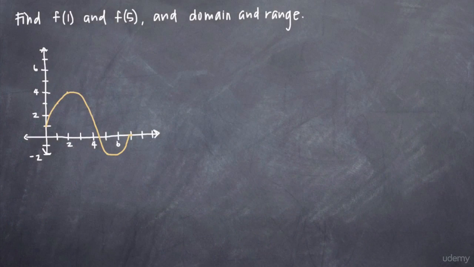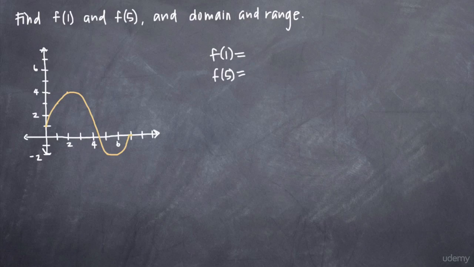And in this particular problem, we've been asked to find f of 1 and f of 5, as well as the domain and range based on the graph of the function. So the first part, finding f of 1 and f of 5, is just interpreting values from the graph. When we're asked to find f of 1 and f of 5, all we'll be doing is looking at the y value for the function when x is equal to 1 and 5.